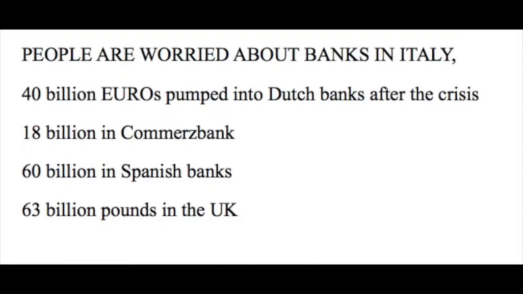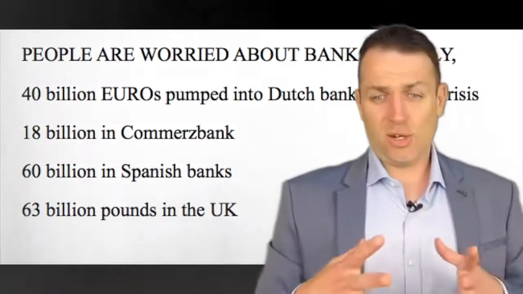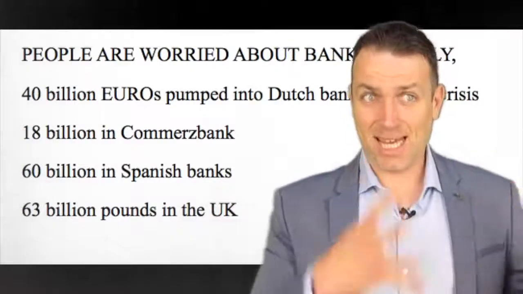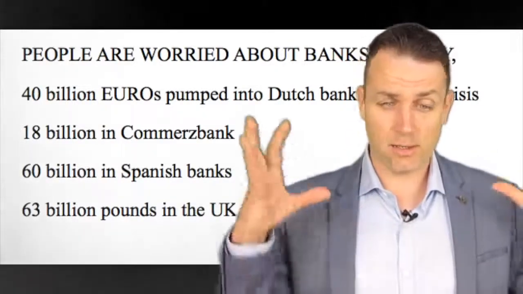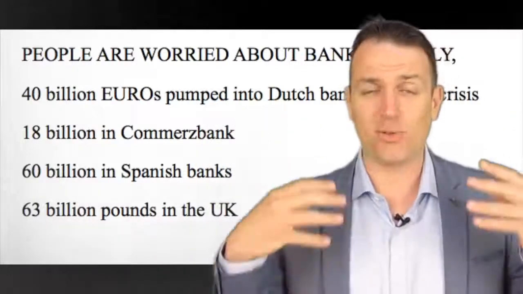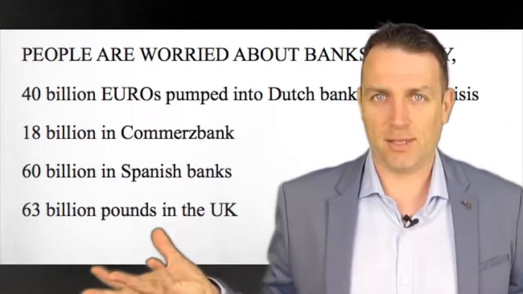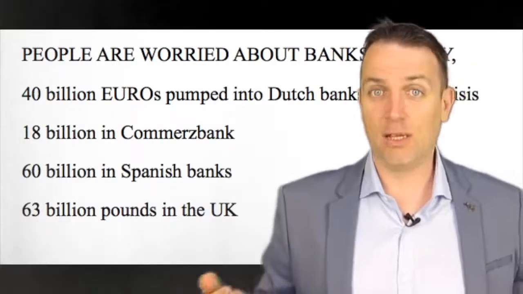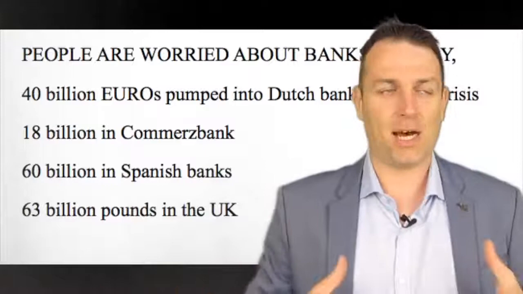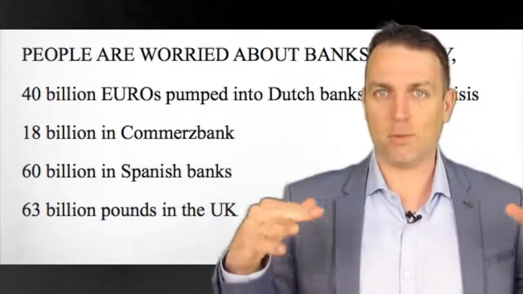What did the banks do? People are worried now about banks in Italy. 14 billion euros was pumped into Dutch banks after the crisis, 18 billion in Commerzbank in Germany, nationalizing ABN AMRO and SNS Real in the Netherlands, 60 billion in Spanish banks, 63 billion pounds in UK RBS, I think it was. So that happened just 9 years ago or 8 years ago, where banks, everybody, governments were piling in to save the banks. What is different now than it was 9 years ago? Nothing. There is just more money printed out of thin air to save and to keep the situation as is.